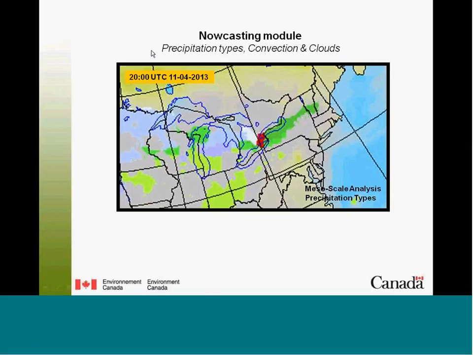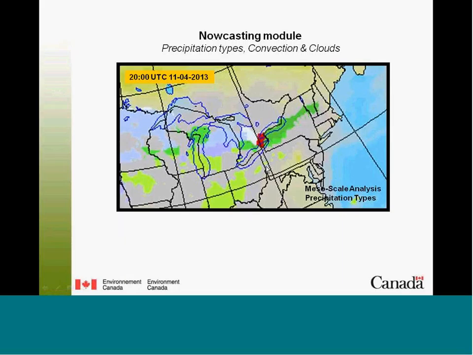Example where the gray shades are clouds. The precipitation type and convection are also combined. This is the freezing rain event that went through Toronto and Hamilton on the 1st of April. And so you can see this is the analysis at that time.